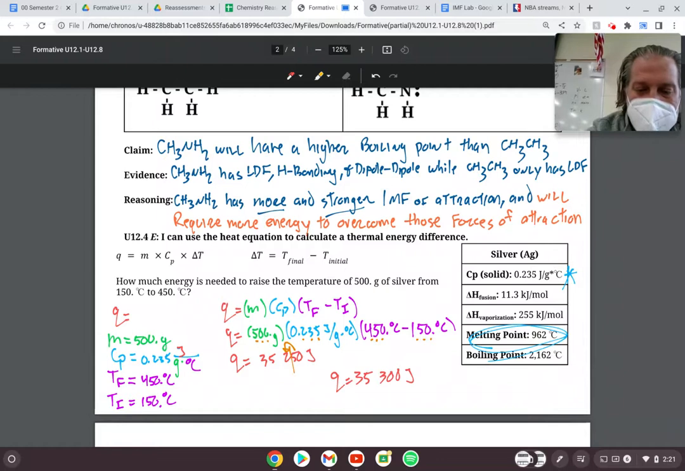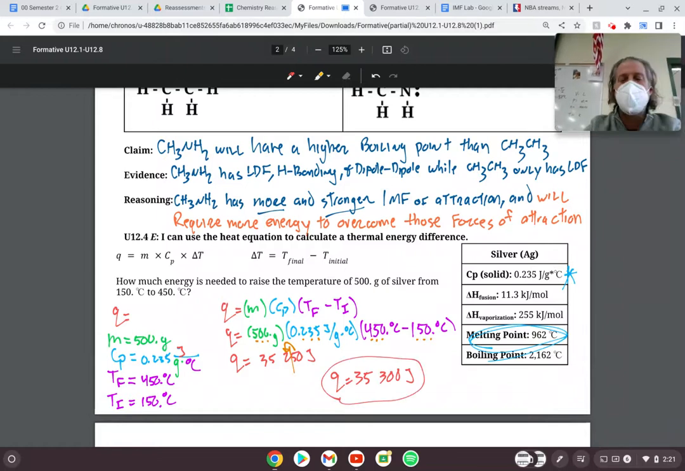35,300 joules. Some people earlier today converted that to kilojoules, and that would be like 35.3 kilojoules. I will take both answers. But any questions about this?